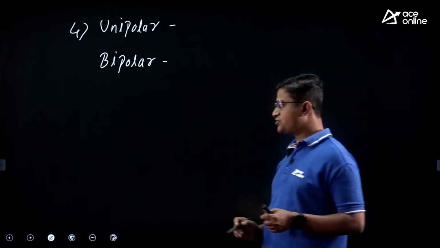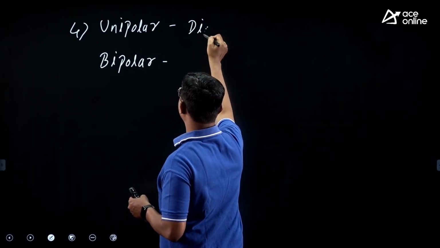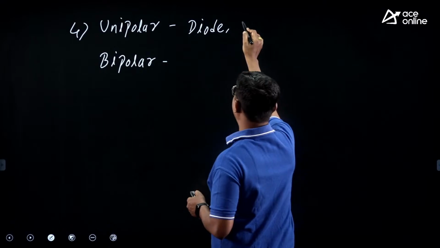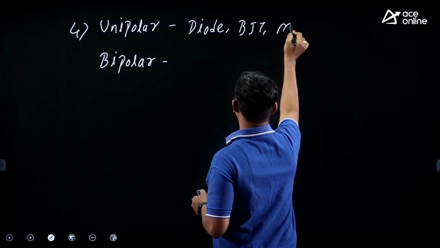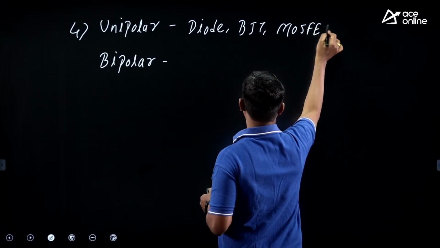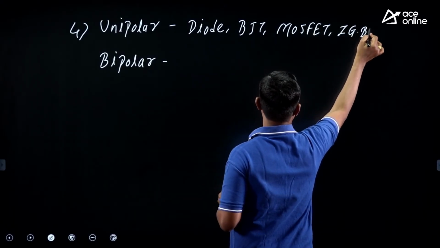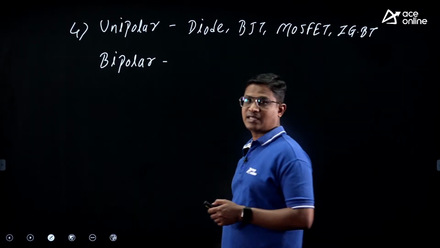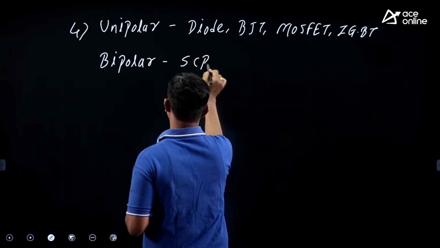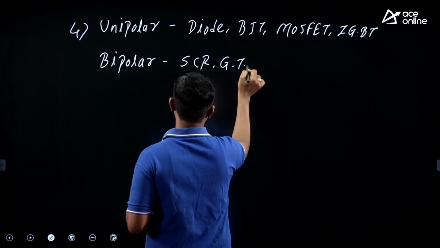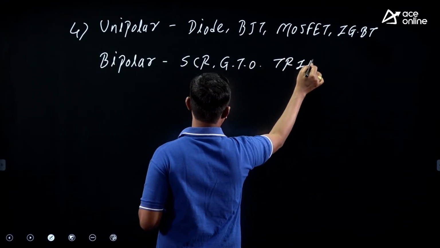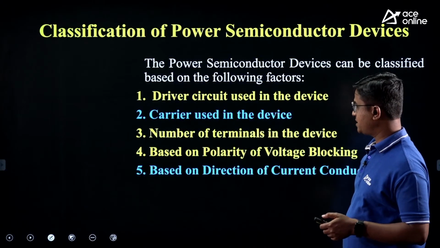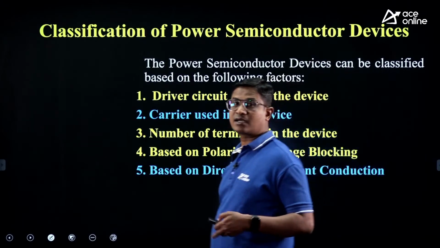So examples of unipolar switch, yes, diode is a unipolar switch. Your transistor family devices, BJT, MOSFET, IGBT, all these are unipolar devices, right? And bipolar devices, thyristor family devices like SCR, GTO, TRIAC, all these are bipolar devices.